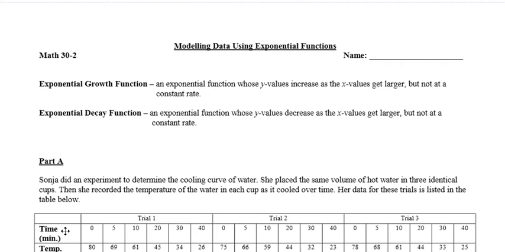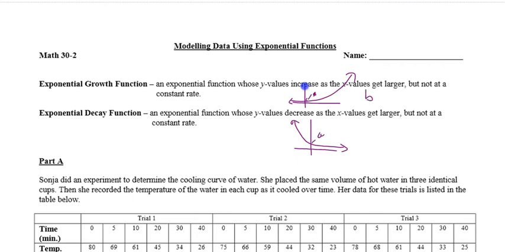So, modeling data using exponential functions. We have exponential growth, an exponential function whose y values increase as the x values get larger, but not at a constant rate. A constant rate would be a straight line. We have an exponential decay function. Growth would look like this, and decay would look like this. We know this value here, the y-intercept, is equal to a. So there's a, and this is b.